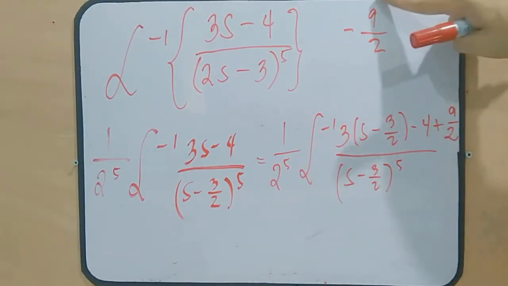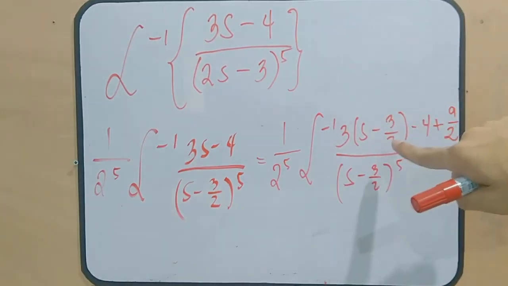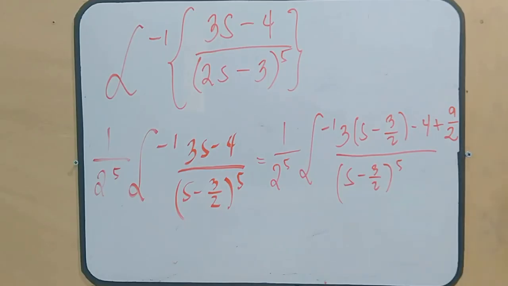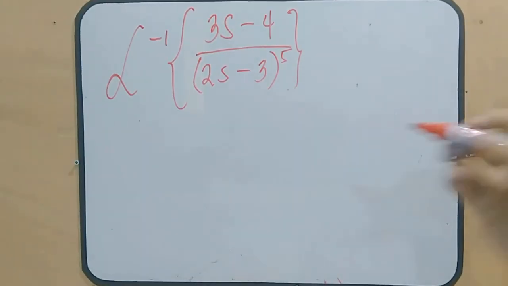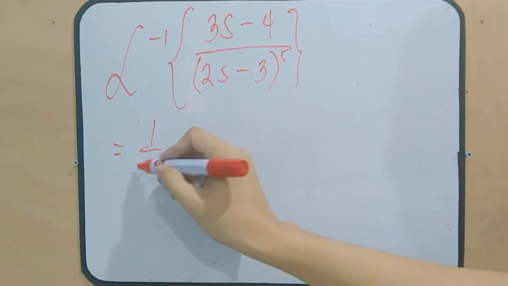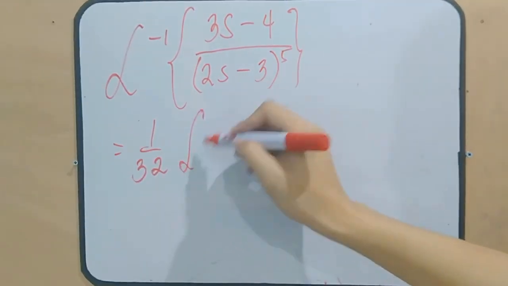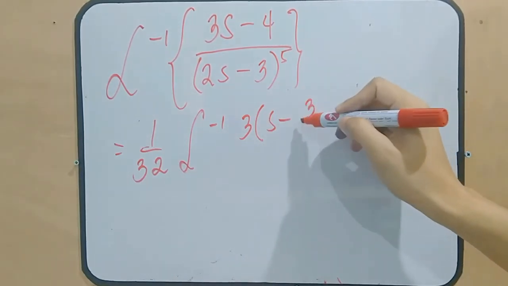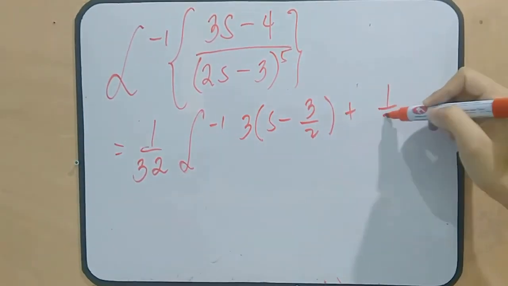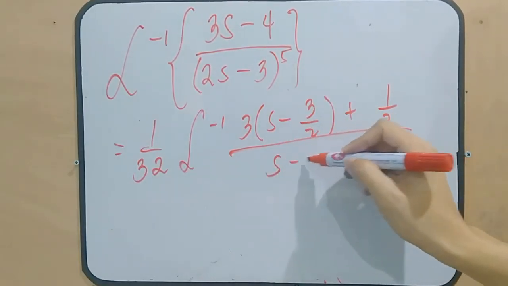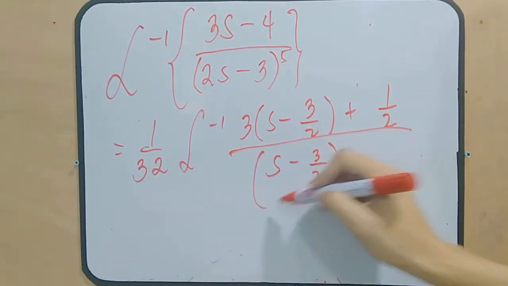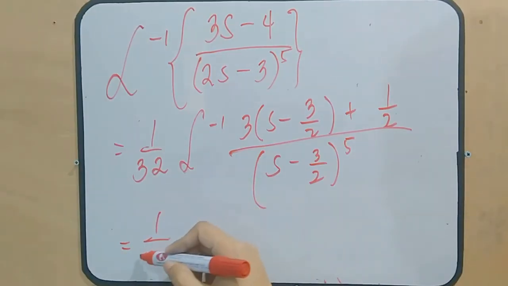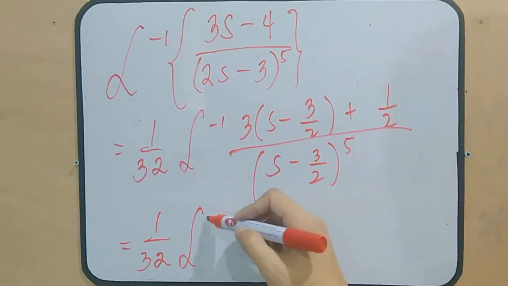So yan, balance na siya. Whatever you add, dapat i-minus mo. Whatever you minus or subtract, you should add on the other side. So i-simplify natin guys. This is 1 over 32 inverse Laplace transform of, you have here 3 times s minus 3 halves plus 1 half all over s minus 3 halves quantity raised to 5. So equals 1 over 32 inverse Laplace transform.